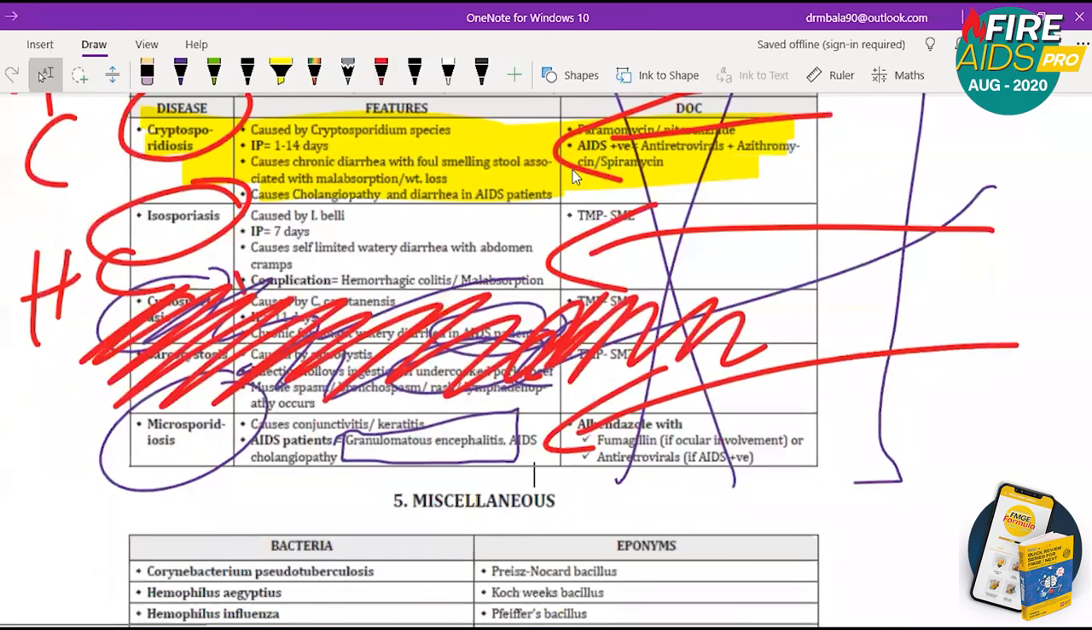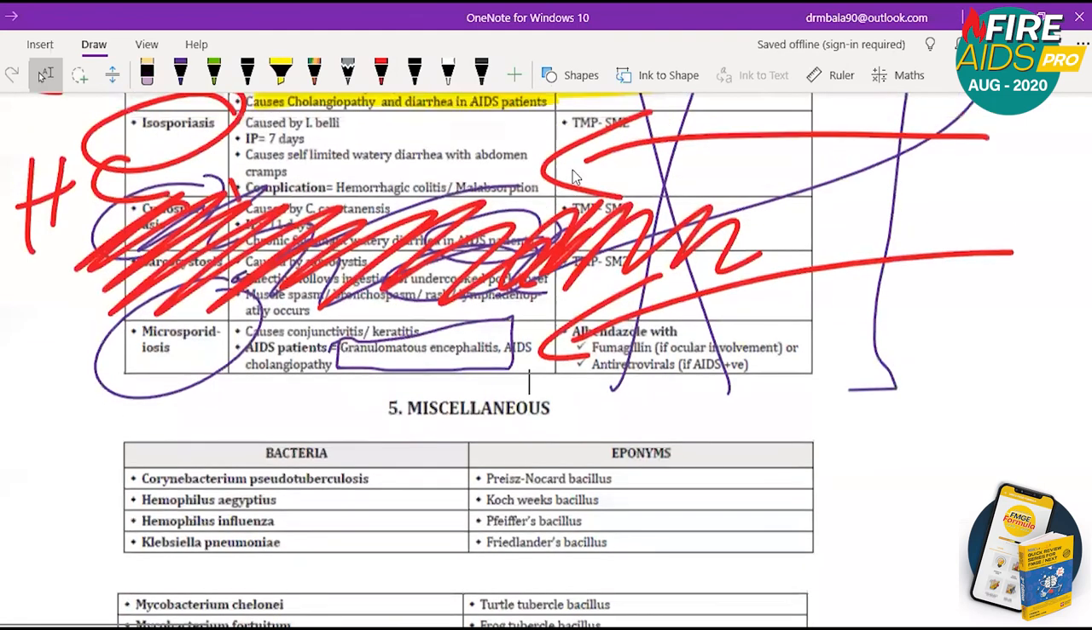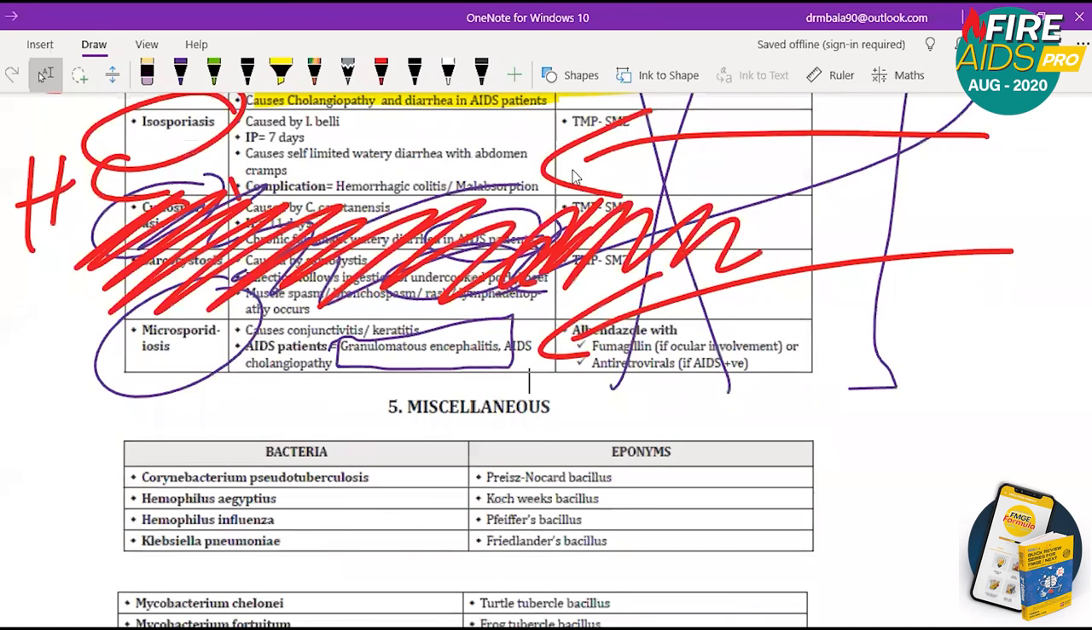Am I clear till now? Everyone, am I clear?